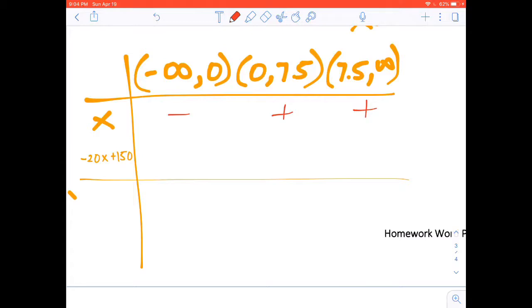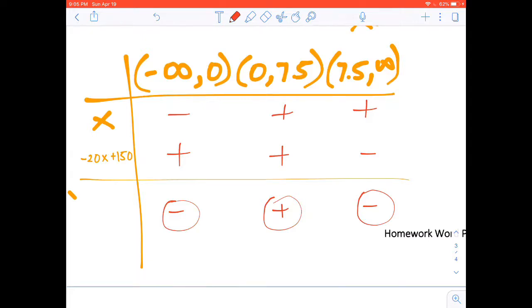For the negatives, well, in this case, if I multiply negative 20 times a negative, we get positive. Positive plus 150, I'm also going to get positive, which results in a negative. For the second one, if we have something like 2.5 or 5, for example, if I put that into our equation, I'm still going to have a positive answer here, which results in a positive. And finally, the last one, if we have a very big positive number, so for example, 25, that will result in a negative here.